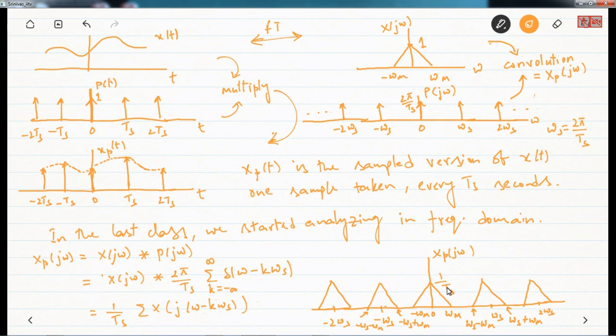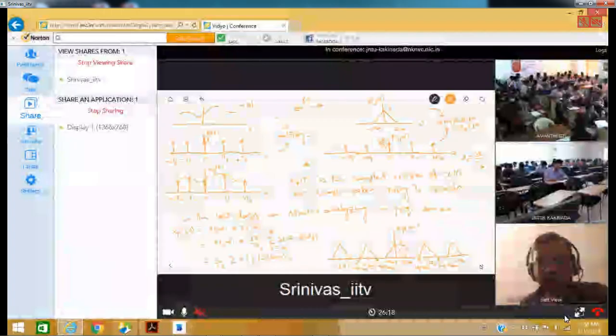Okay, so now we have the convolved signal, and this work I have given you as homework: show that the convolution of X of j omega with P of j omega is something like this. And one very important assumption that we made in computing Xp of j omega is that we have assumed that omega s minus omega m is greater than omega m. So hope all of you have noted this down, right?